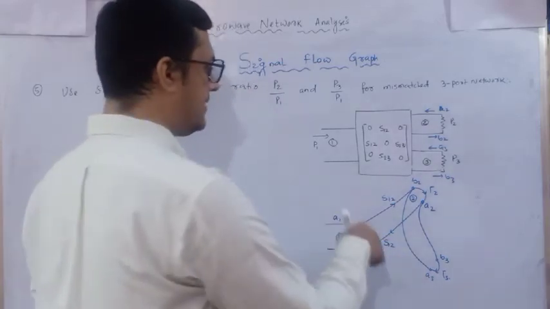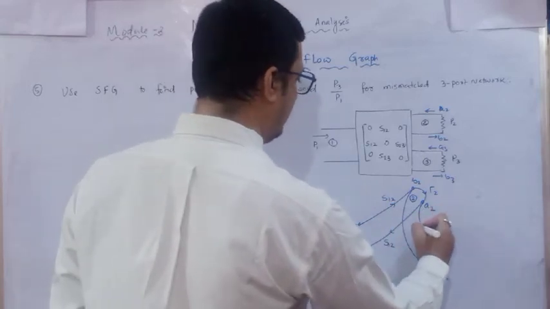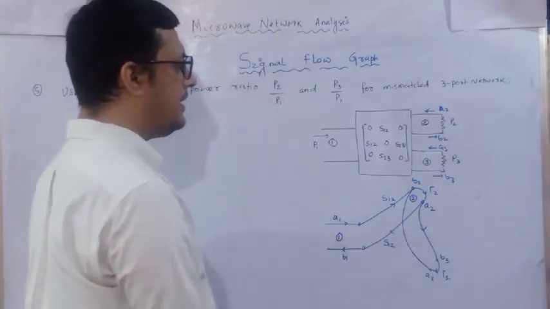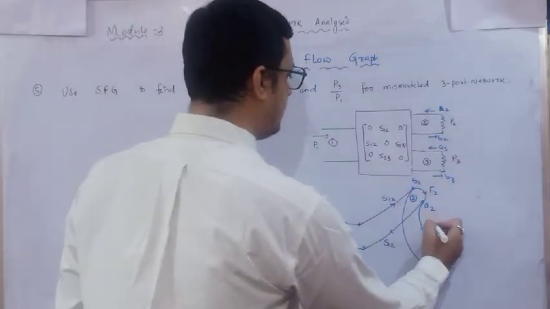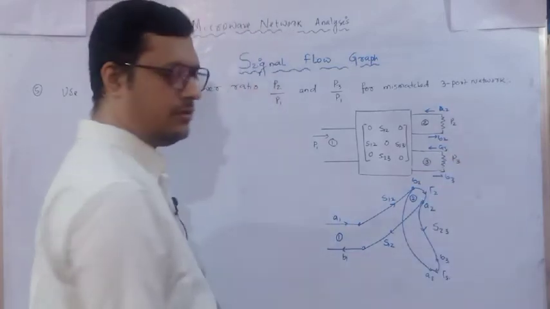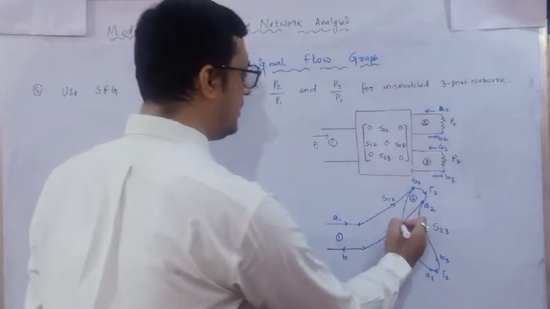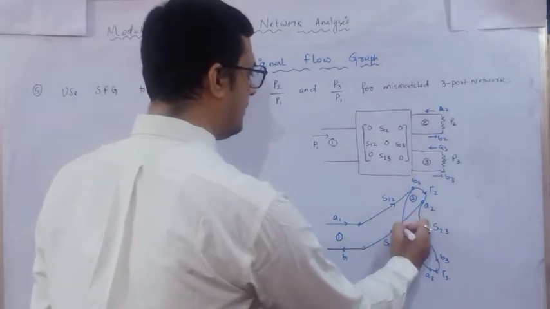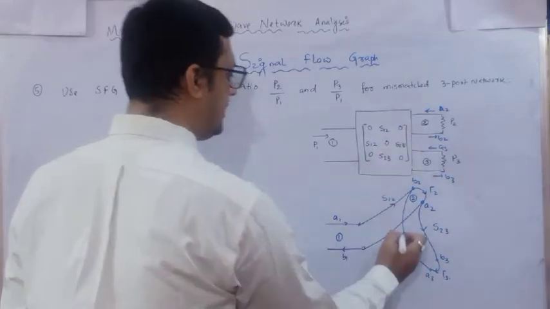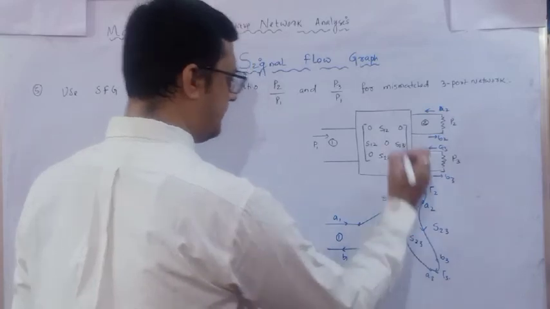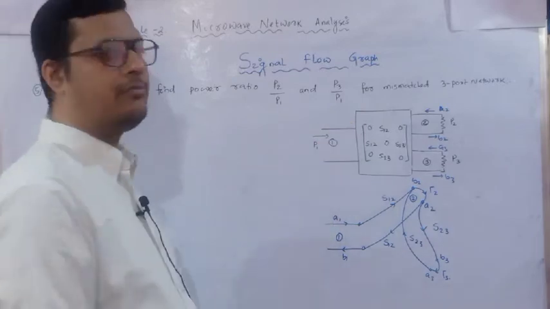Next, from port 2 to port 3 we have a relation A2 to B3. A2 to B3 means it is S32, but S32 is same as S23, so here I will write S23. Understand this. Similarly A3 to B2, it is S23, so S23 is available. Done. So this is the signal flow graph for the given 3-port network.